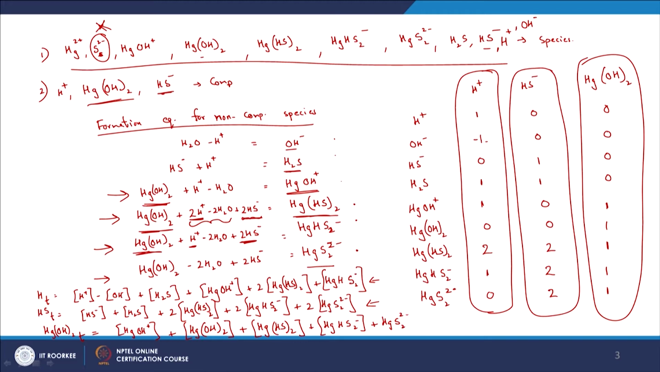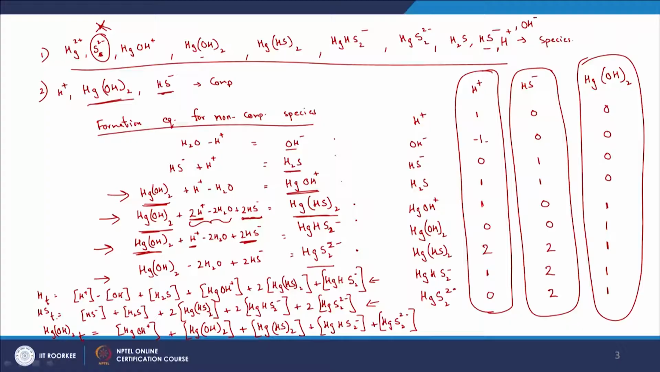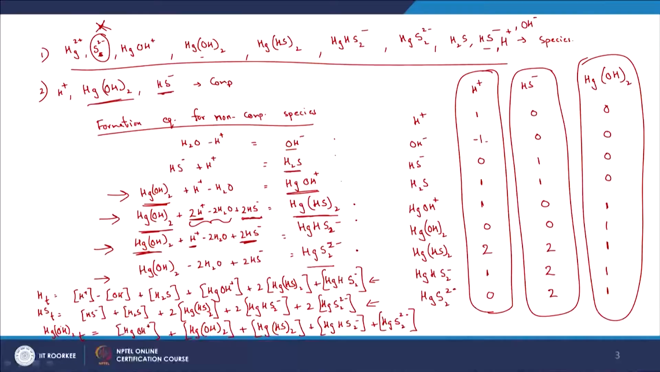So with this, we have the three total component equations, right? So now if we can express the different variables in terms of, let's say, just H plus, HS minus and HgOH twice, we will have three unknowns and three equations, right? So right now we have 1, 2, 3, 4, 5, 6, 7, 8, 9, 10 unknowns. But right now we have only three equations. So obviously, we need to come up with 7 more equations. And where do we get these equations from?